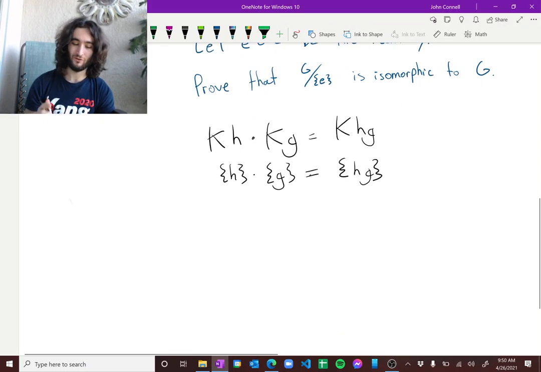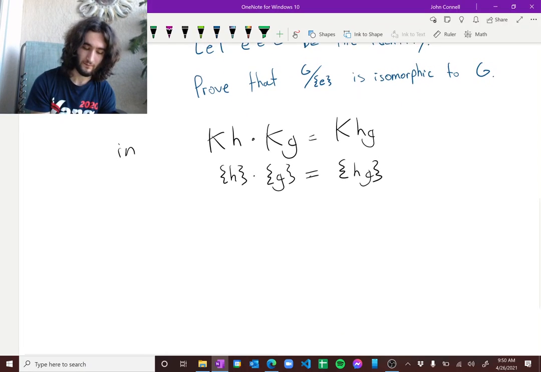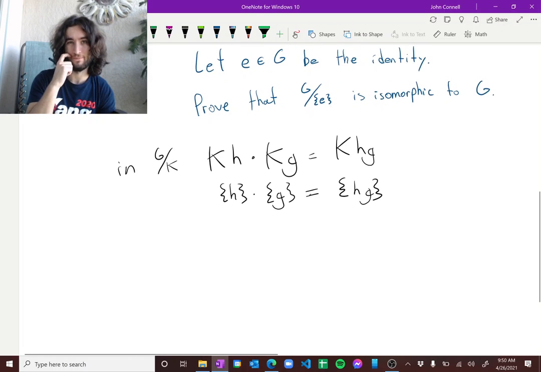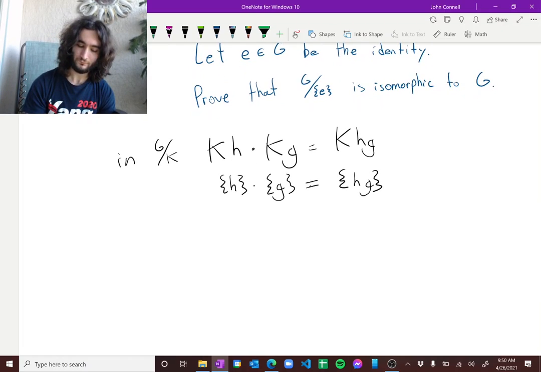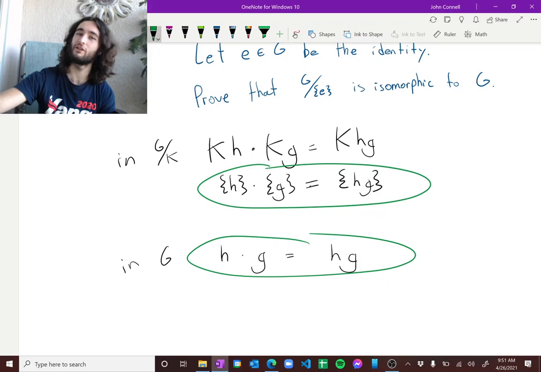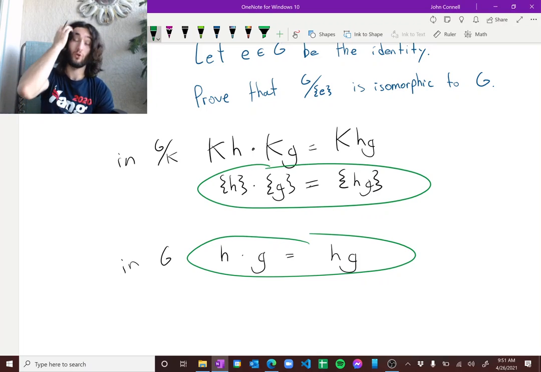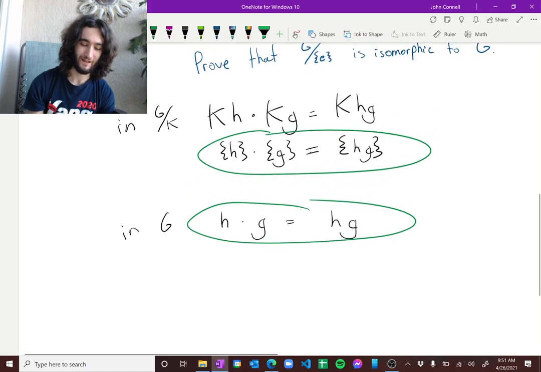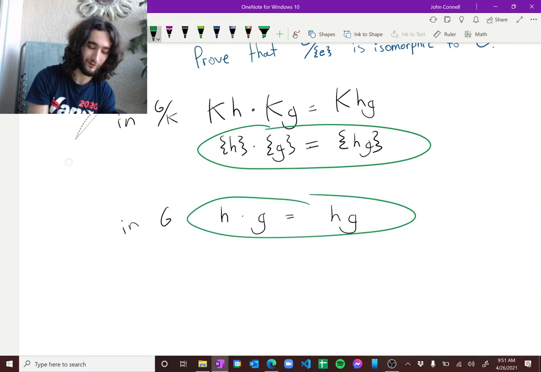Now compare that, this is in G mod K, or G mod just E. Whereas in G, it's like this: h times g is just h times g. So it's the same exact situation. It's literally just whether you have brackets around your symbols or not. So of course they're isomorphic. It's just the way you're writing it down.